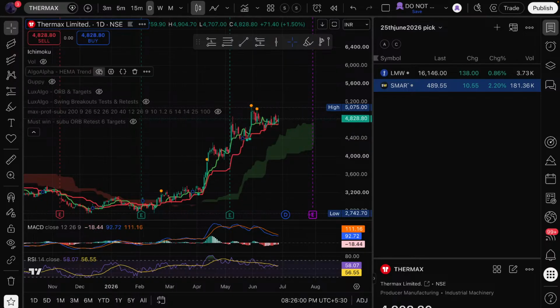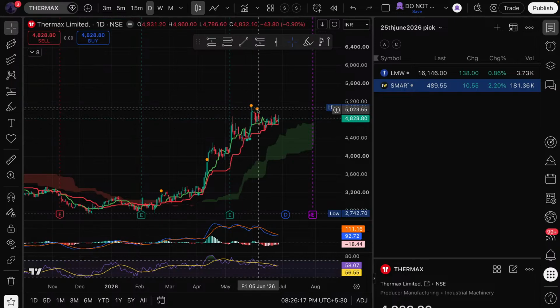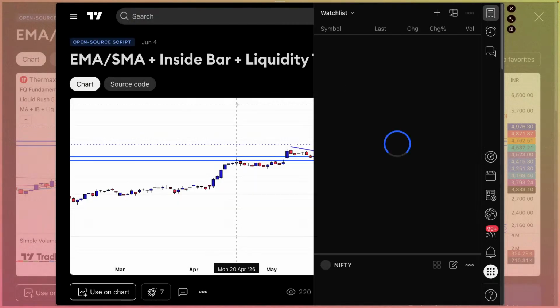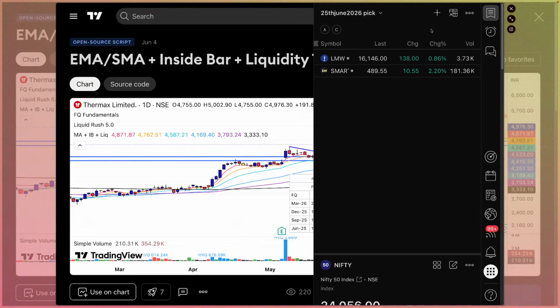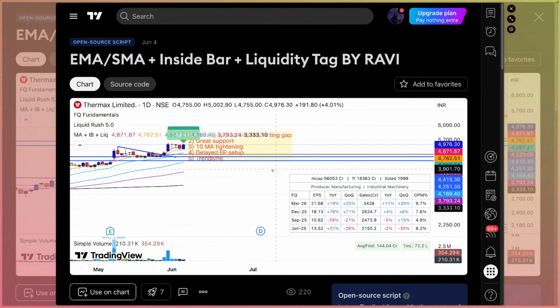In this case, Thermax looks good, news is good, but the only down thing is that the smaller window trend is still in the red zone. That's why there is a study. I'm gonna check. Somebody might have posted. Let me just check. Yeah, EMA plus inside bar study. What does it say?